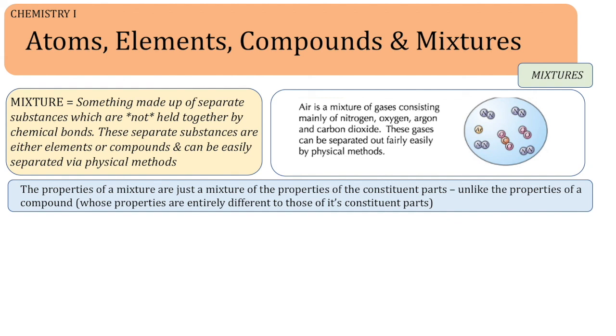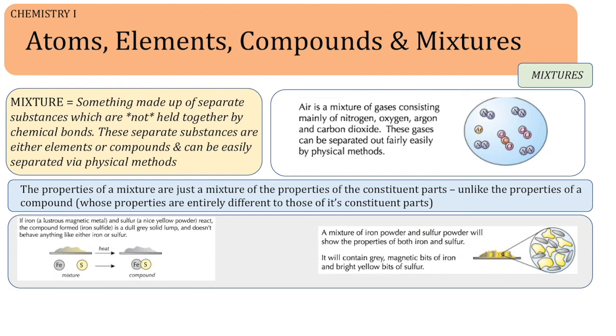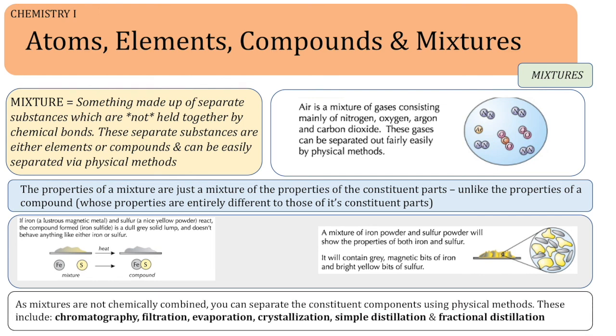There's an interesting example that makes this all clear here. You can pause this video or you can look at it at the end of the video, the difference between a compound of iron and sulfur and a mixture of iron and sulfur. Finally, as mixtures are not held together by chemical bonds, you can separate them out using physical methods. These include everything listed here, so chromatography, filtration, evaporation, crystallization, and the two types of distillation. Watch the next video to hear about this in more detail.